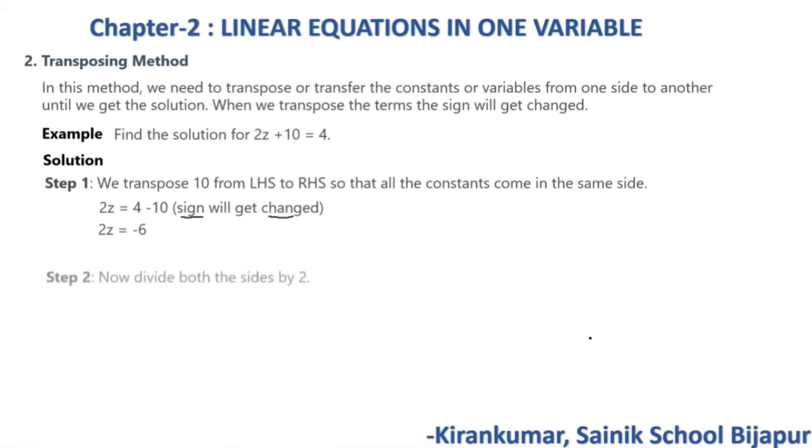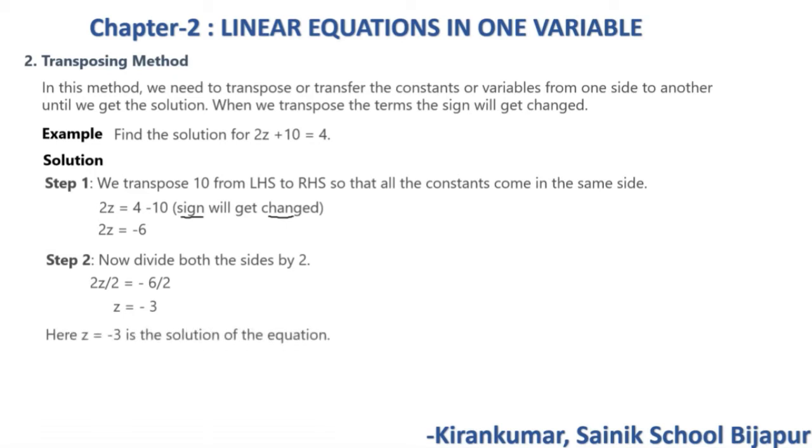The second step is now we divide both sides by 2. We get 2z by 2 equal to negative 6 by 2. So 2 and 2 get cancelled, and 2 times 3 is 6. Therefore, z will be equal to negative 3. Here, z is equal to negative 3 is the solution of the equation.